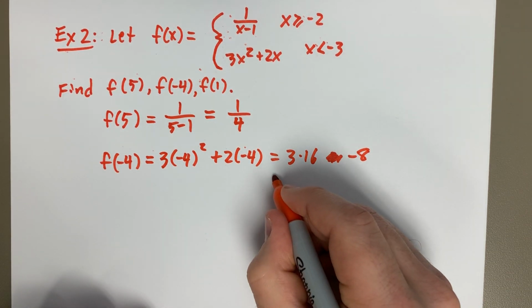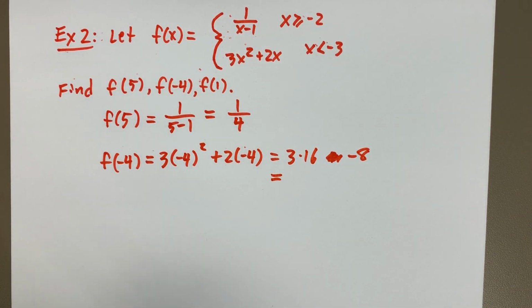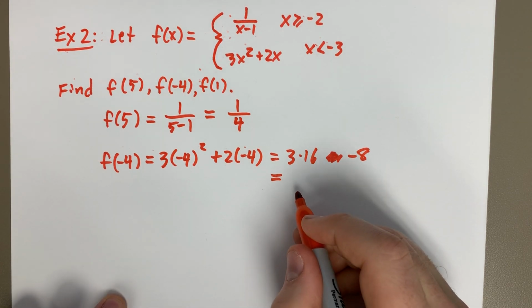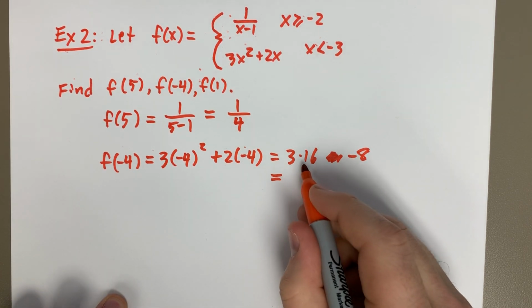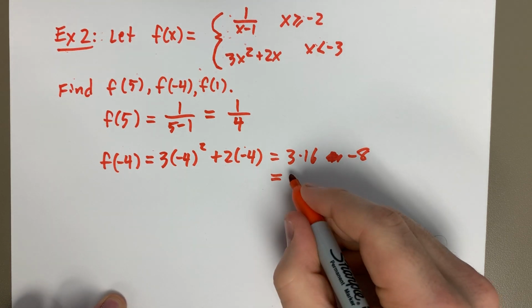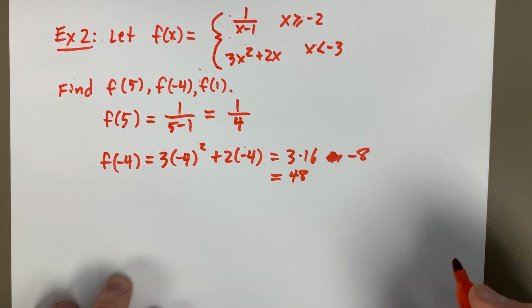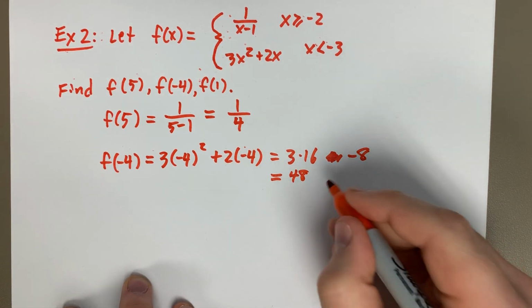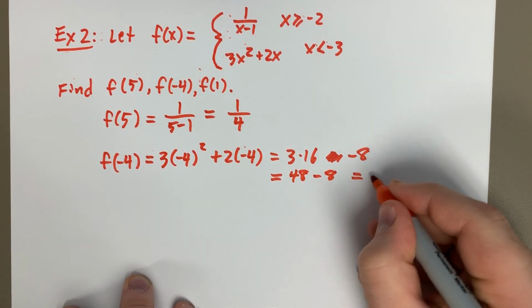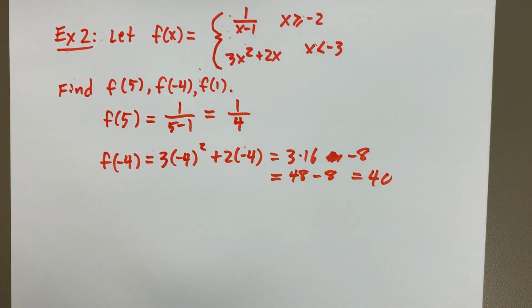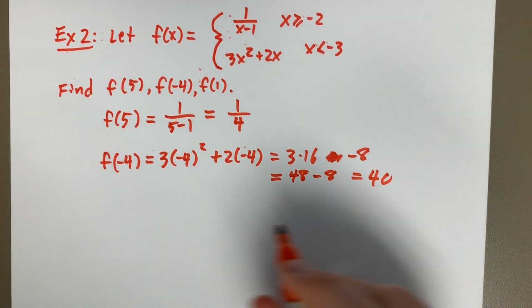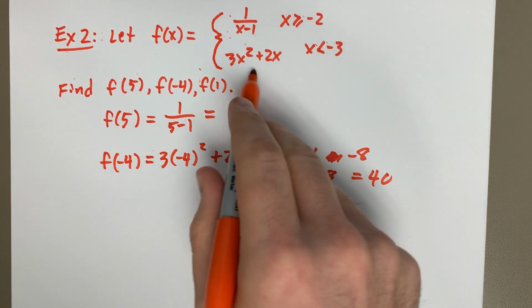Let's see if we can simplify this a little bit. 3 times 16: 3 times 6 is 18, and 3 times 10 is 30, so this will end up being 48. I had to do a little bit of mental math there, and I'm not terribly good at numbers. So 48 minus 8, this is just 40. So that's what we get when we plug in minus 4. We used the second case.